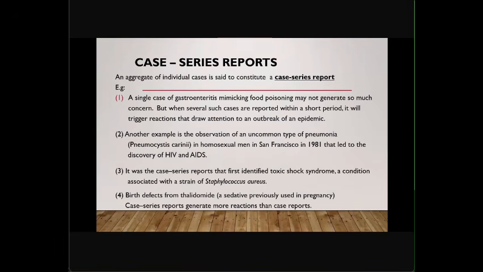Another good example of a case series report is when a very observant physician in San Francisco in 1981 observed Pneumocystis carinii pneumonia among homosexual men in San Francisco. Usually Pneumocystis carinii occurs when people's immune systems are severely depressed, in very elderly people, people suffering from several chronic diseases.